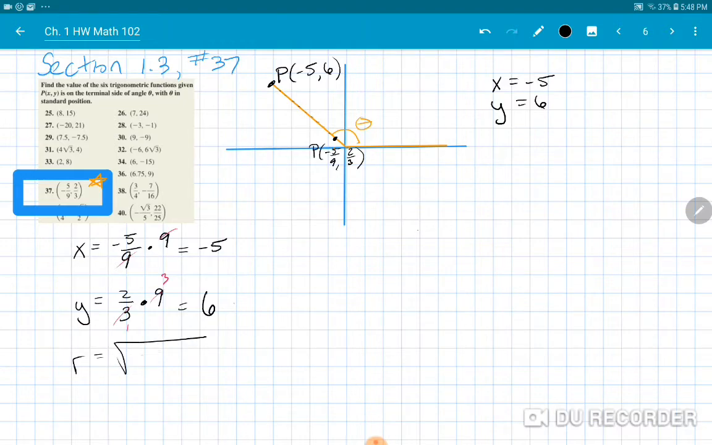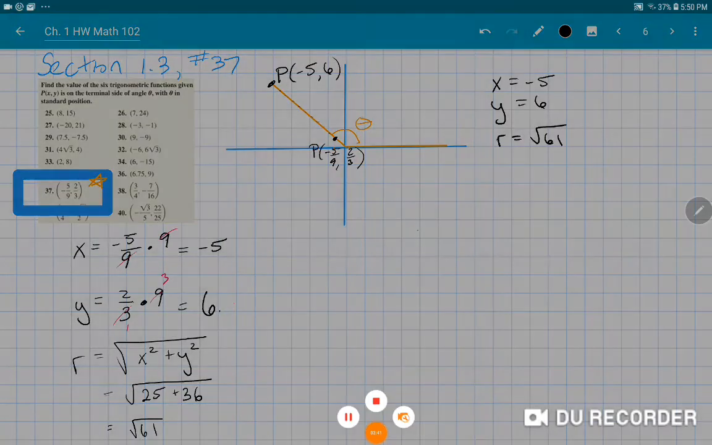I use the square root of x squared plus y squared, which is the square root of 5 squared, which is 25, plus 6 squared, which is 36, so 61. And 61 is prime, so I cannot reduce that anymore. So I get r equals the square root of 61. R is always positive, so it's the positive square root of 61. And then I can do my 6 trig functions.